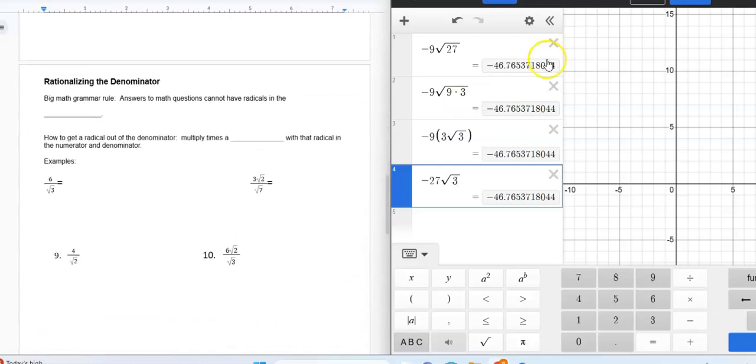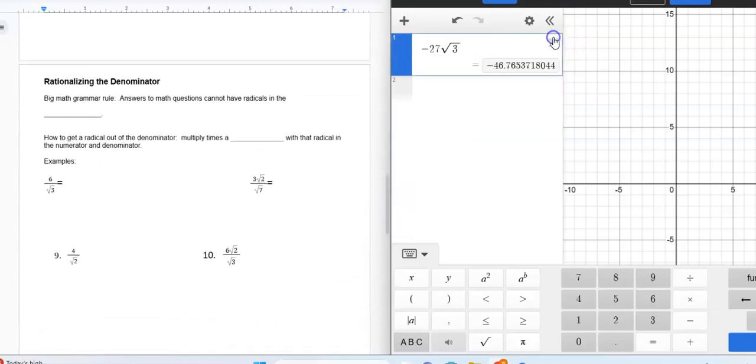All right, the bigger goal of today is your ability to do what's called rationalizing the denominator. This is a big thing that has to do with a lot of math.